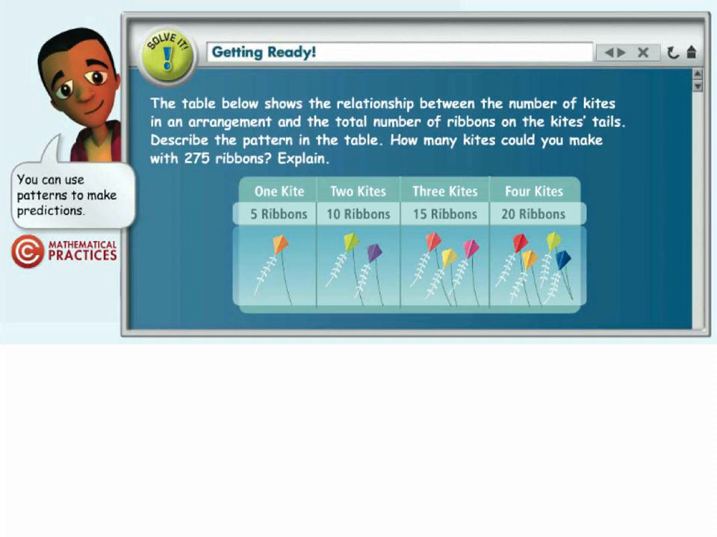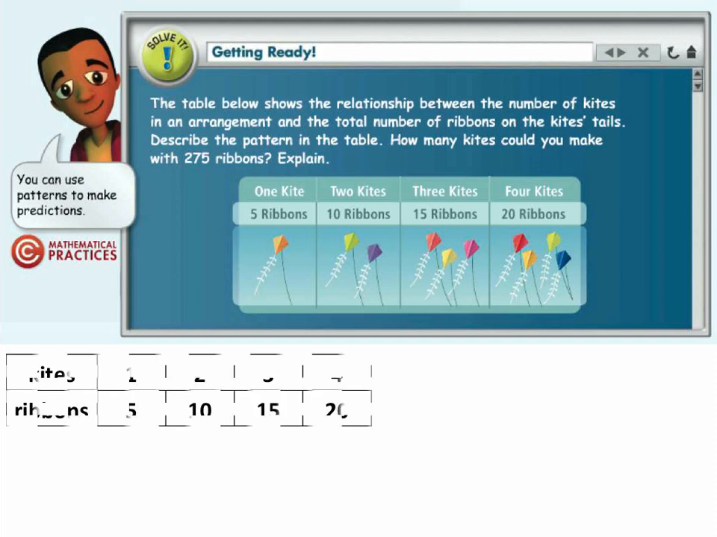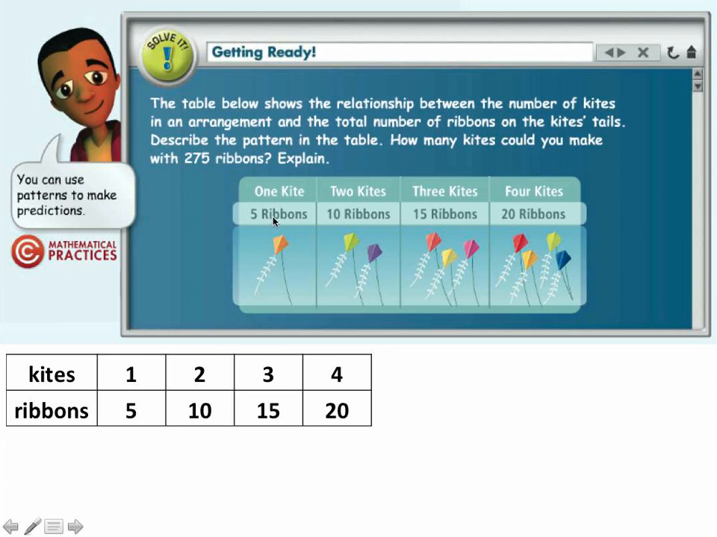I'm just going to get rid of those pictures a little bit and make it more of a traditional looking table. I got the kites on the top. I got the ribbons on the bottom. One kite gives me 5 ribbons, 2 kites, 10 ribbons, 3 kites, 15, etc. All right, so I can see each time I'm going up by 5 ribbons.